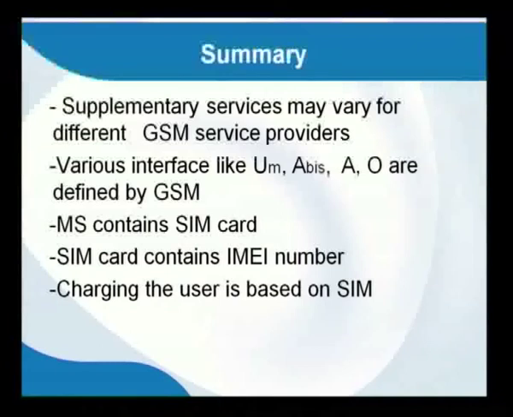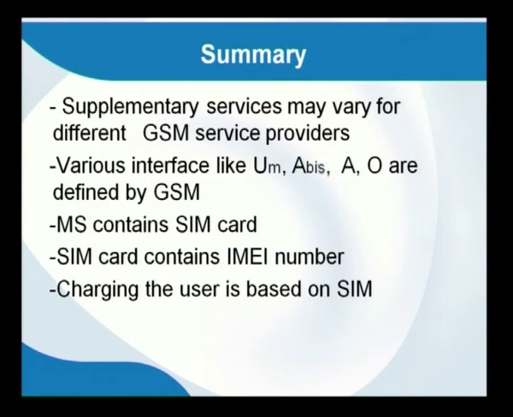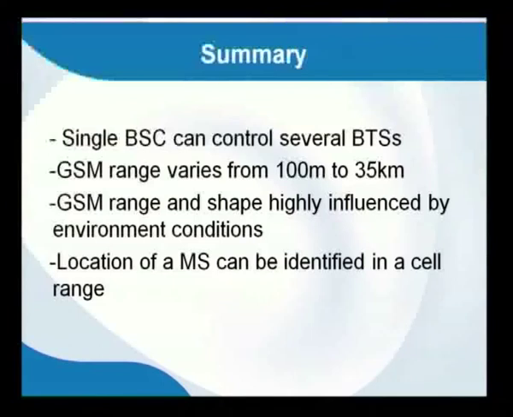Let us summarize our discussions. Supplementary services may offer different kinds of services for GSM users. They are specific to the individual GSM networks. Various kinds of interfaces like Um, Abis, A are used by the GSM, and the mobile station contains a SIM card and user specific devices. The SIM card contains the IMEI number used for managing theft problems, and charging the user is not specific to the mobile station, it is specific to the individual mobile service providers. A single BSC can control several base stations, and GSM ranges vary from 100 meters to 35 kilometers. GSM range and shape are highly influenced by the environmental conditions, and the locations of mobile stations can be easily identified in a cell range.